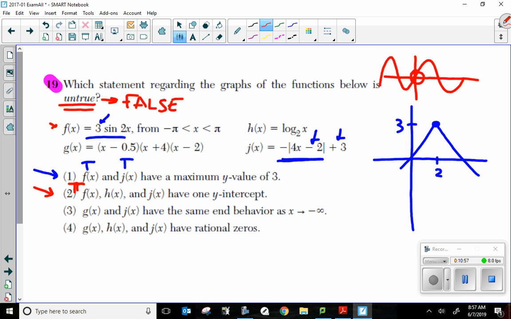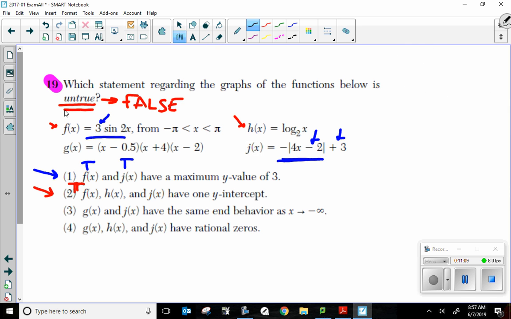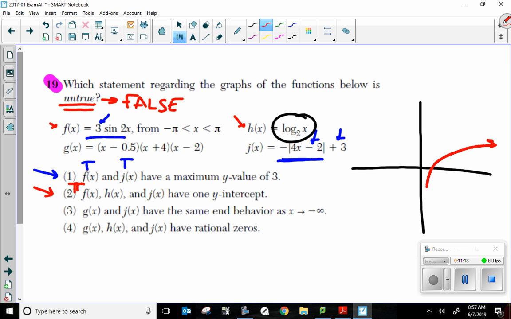H of x, does it have one y-intercept? Oh boy, it does not look like it does at all. Let me clear some space here. If I'm graphing the log base 2 of x, it's going to look something like this. It's closer and closer to the y-axis, and never really touches it. That has 0 y-intercepts, so that is false. This is the one thing that is untrue.